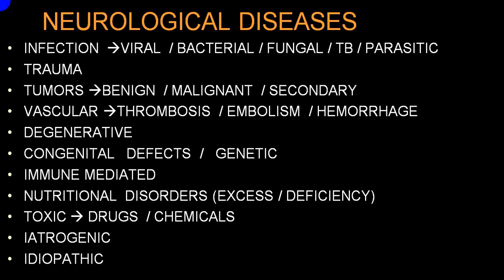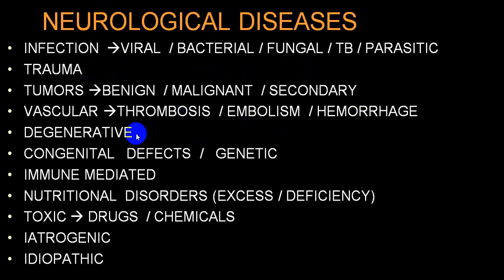Now, neurological diseases we can divide into different groups depending upon the pathophysiology, like infection, which can be viral, bacterial, fungal, tubercular, parasitic; traumatic injury, which can be concussion, contusion, laceration. Now we always use the word traumatic brain injury. Tumor can be benign or can be malignant. Malignant can be primary and secondary. Vascular pathophysiology can be thrombosis, embolism or hemorrhage.